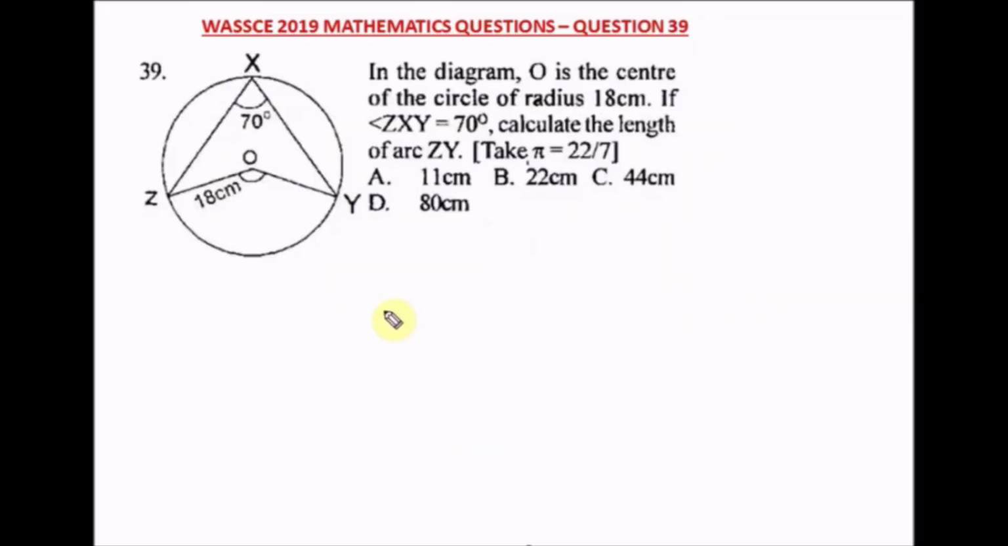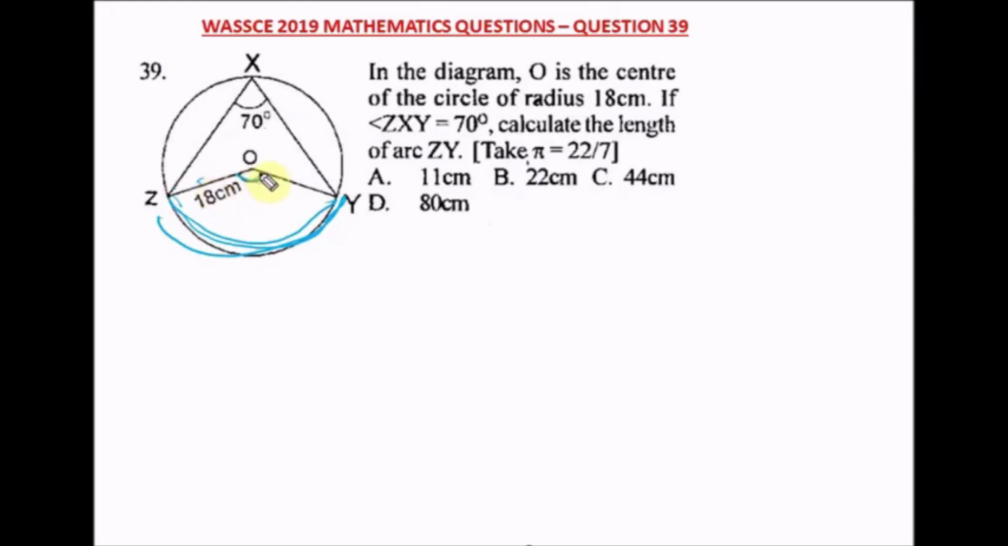Question 39 of the WASSCE 2019 Mathematics Past Question. That's your WAEC 2019 Past Question. It says in the diagram, O is the center of the circle of radius 18 centimeters. If angle ZXY, that's this angle, is equal to 70, calculate the length of arc ZY. We have to calculate the length of this arc ZY. To calculate the length of the arc, remember we have to know this angle. This 18 centimeters is the radius, so it's not an angle.